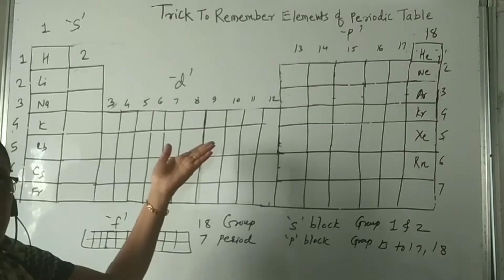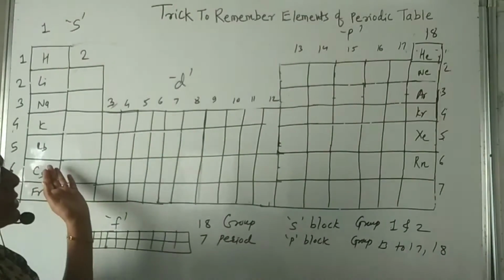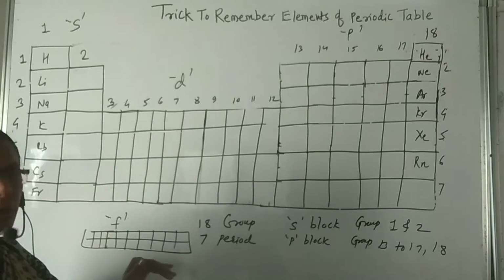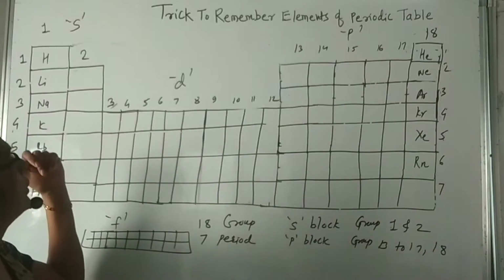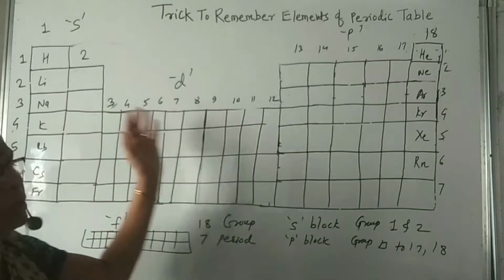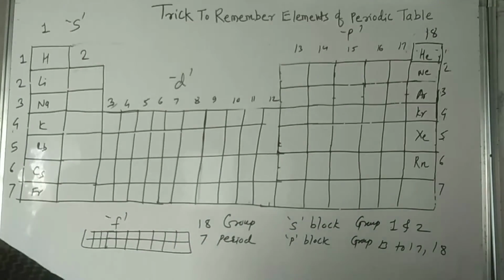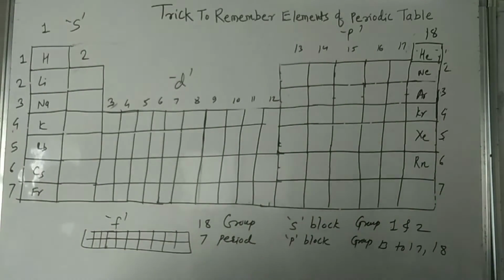In the D block elements the last electron is entering the D subshell, so they are called D block elements. We will discuss the D and F block elements later on. Today we are discussing the trick to remember the elements of the periodic table for the S and P block elements. So let us start with the S and P block elements.